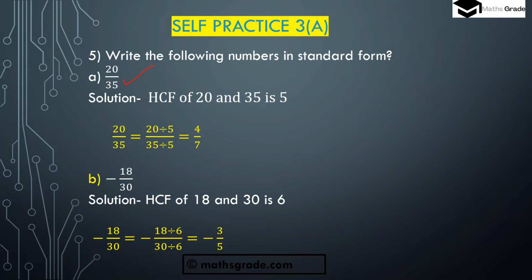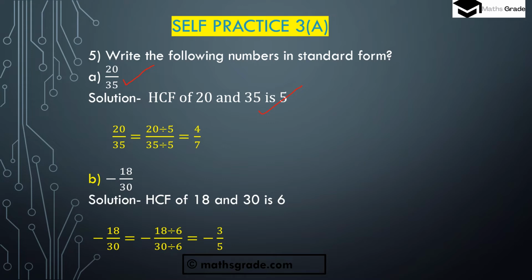20 divided by 35. First we find out the HCF, highest common factor of 20 and 35. We know 20 is 2 multiplied with 2 multiplied with 5 and 35 is 5 multiplied with 7. So the highest common factor of 20 and 35 is 5, as 5 is common to both 20 and 35.